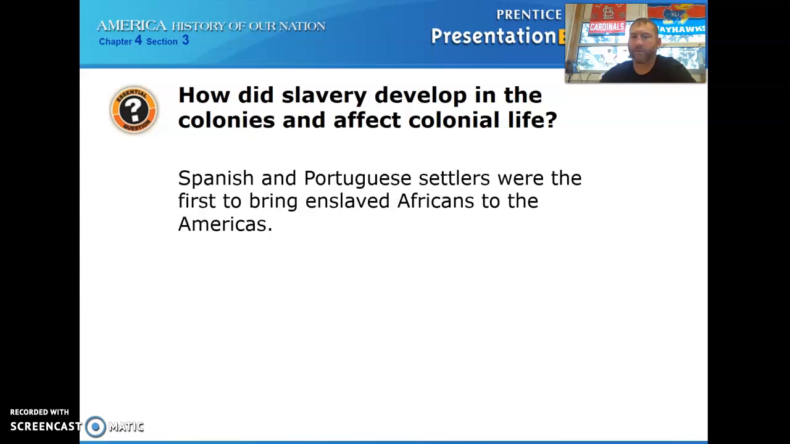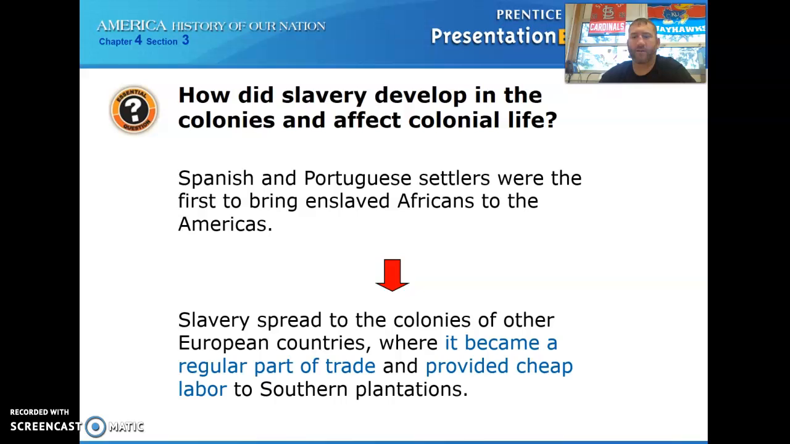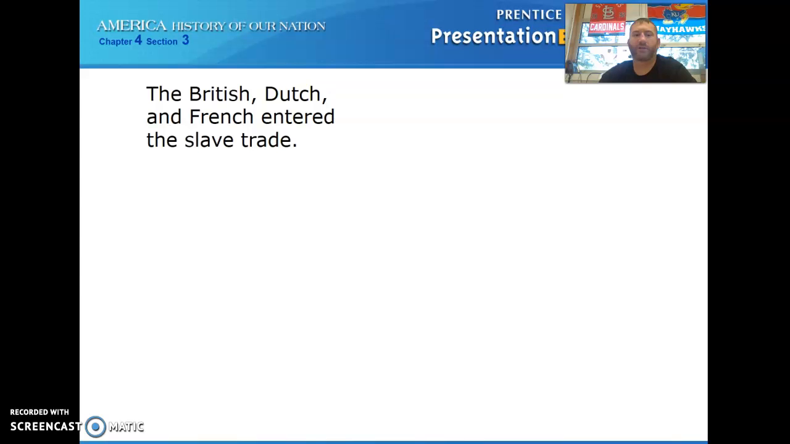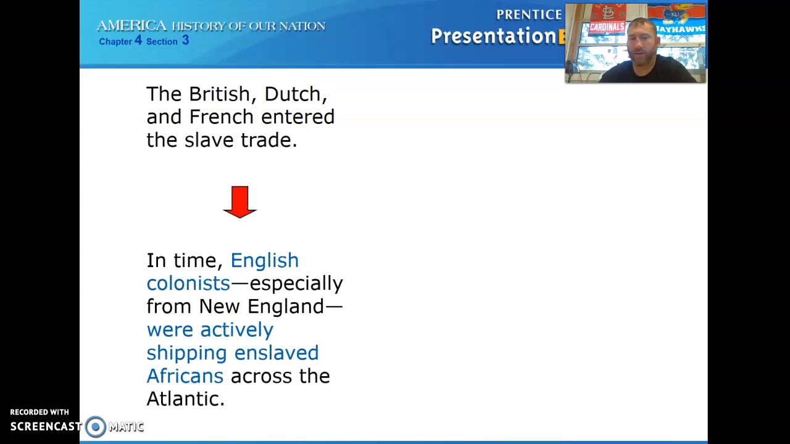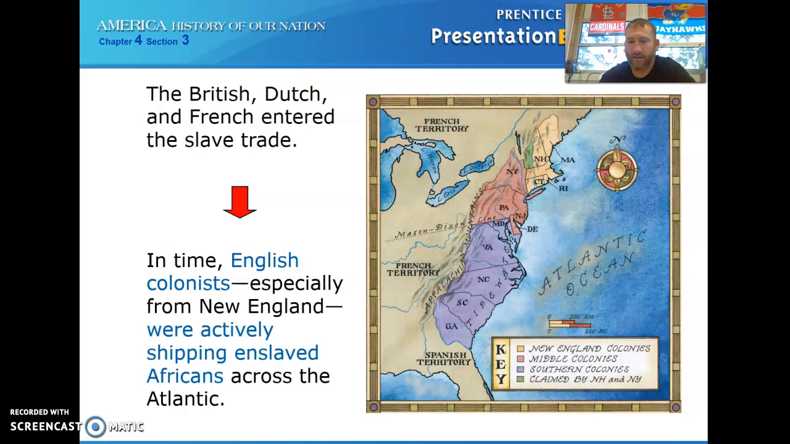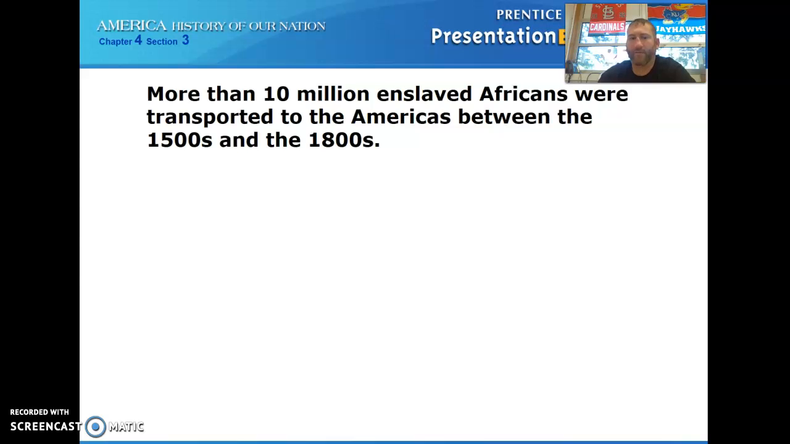Spanish and Portuguese settlers were the first to bring enslaved Africans to the Americas. Slavery spread to the colonies of other European countries where it became a regular part of trade and provided cheap labor to southern plantations. The British, Dutch, and French all entered the slave trade, and in time the English colonists, especially from New England, were actively shipping enslaved Africans across the Atlantic. There you can see the picture. More than 10 million enslaved Africans were transported to the Americas between the 1500s and the 1800s.